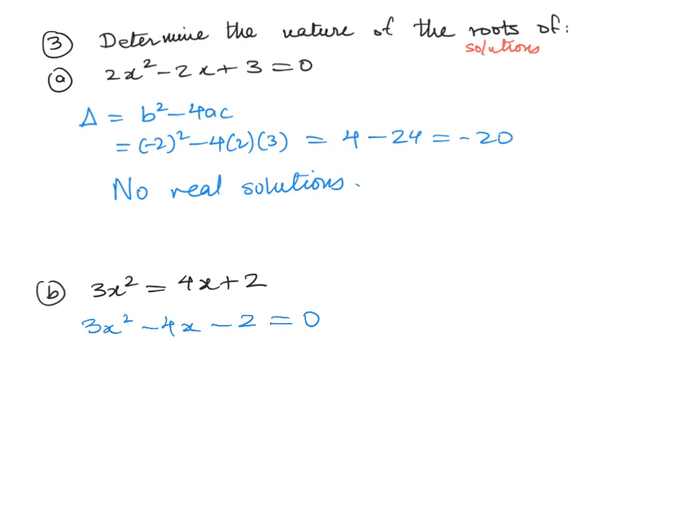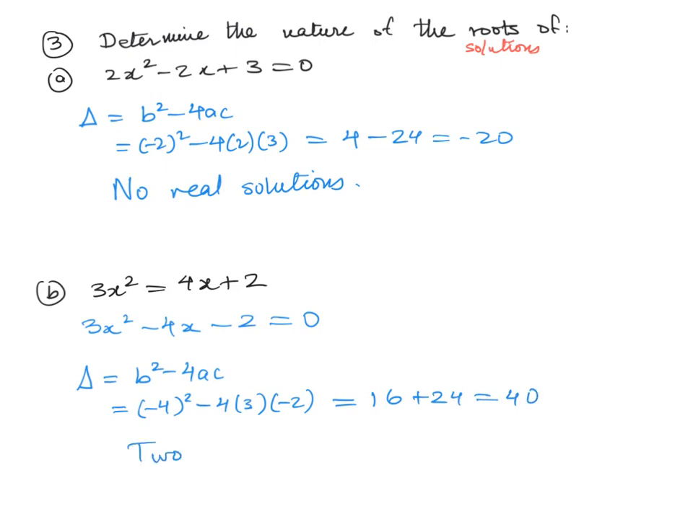And again, it's about the nature of the roots or the type of the roots and how many. So it's just a discriminant question. So delta equals b squared minus 4ac. b here is negative 4. So negative 4 quantity squared minus 4 times a is 3 times c is negative 2. All right, so negative 4 quantity squared is positive 16. And then negative 4 times 3 times negative 2. Negative 10 is going to be positive. 4 times 3 is 12, 24. So plus 24, which is 40. That's a positive number. That means that there are 2 real solutions.